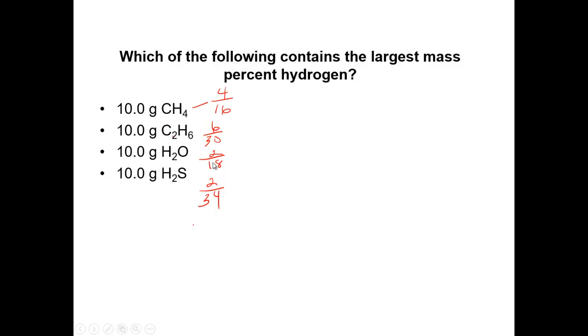Okay. So, let's think about how we simplify this. 2/34 is going to be very, very small. Let me see. 2/18 is going to be 4/36. So, it's not going to be this. This is too small. So, this is about 1/4. And this is smaller than 1/4, so the answer is going to be this.